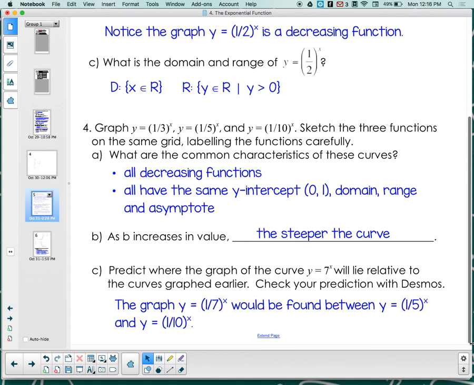And you'll notice that the same thing applies. As I increase the denominator in our fraction base, the steeper the graph becomes. Which makes sense, because when you increase the base in whole numbers, the steeper it is. Now, when we increase the denominator in our fraction base, the steeper it will become.